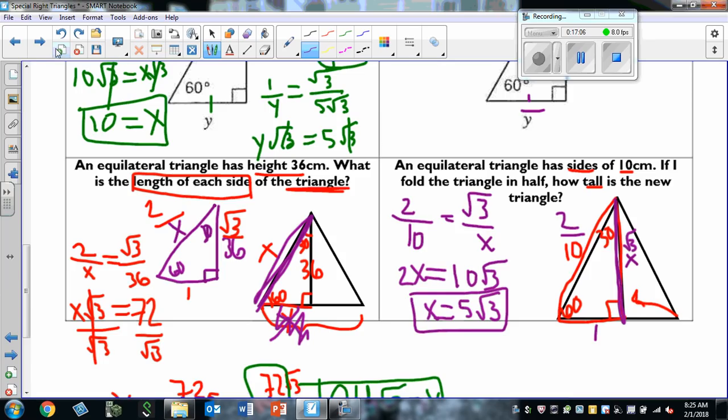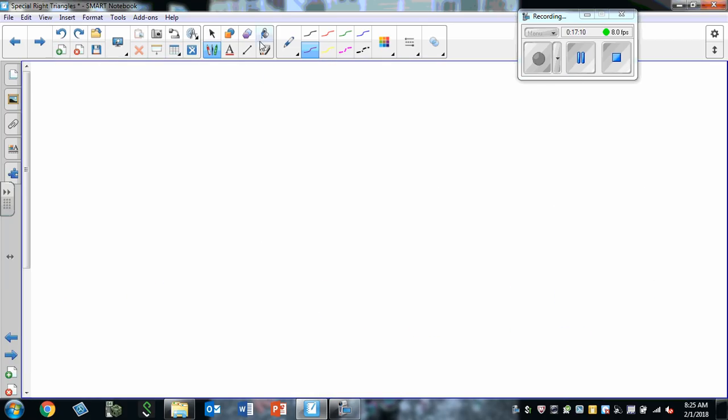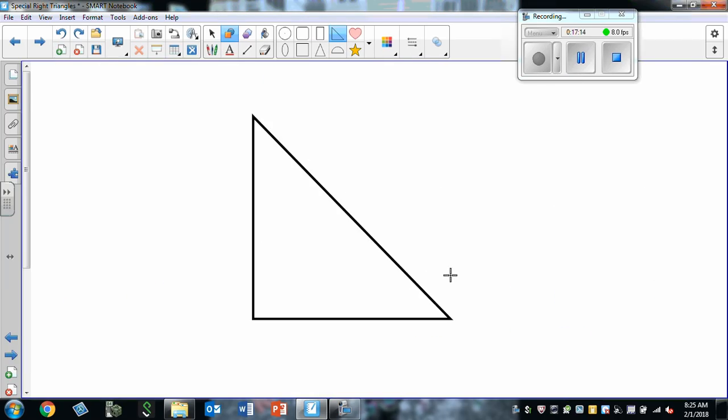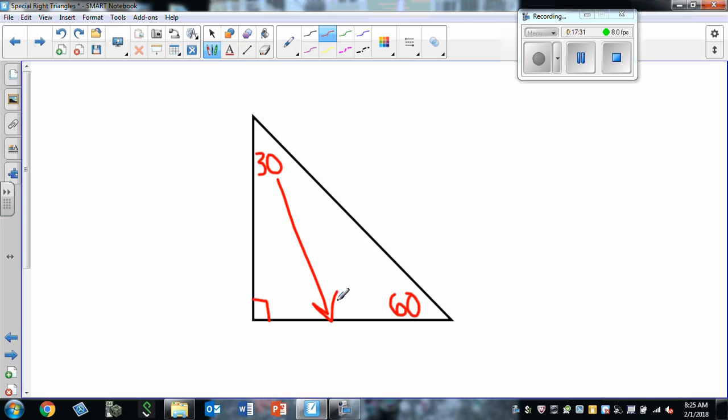Just like you are going to do for 45, 45, 90, I highly recommend making a flashcard for your 30, 60, 90 labels. Okay, so here is our triangle. Just pick one corner to label as 60. It does not matter which one, just pick one. So obviously if my bottom one's 60, this is 30, making this a 1, a 2, and a root 3.